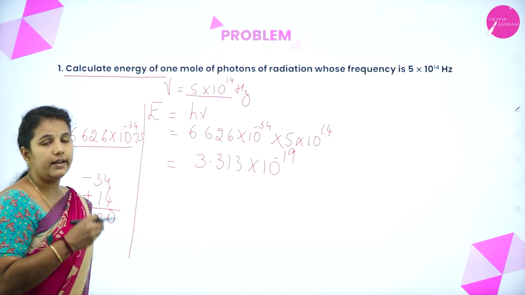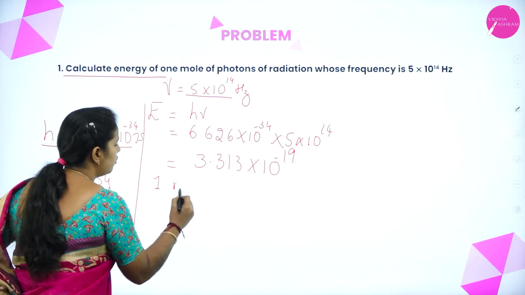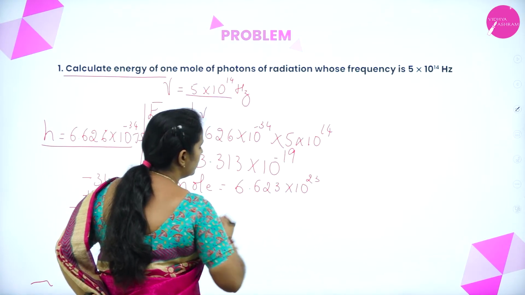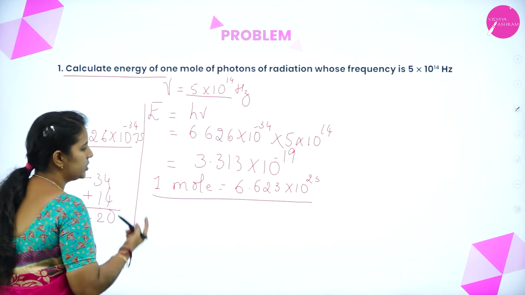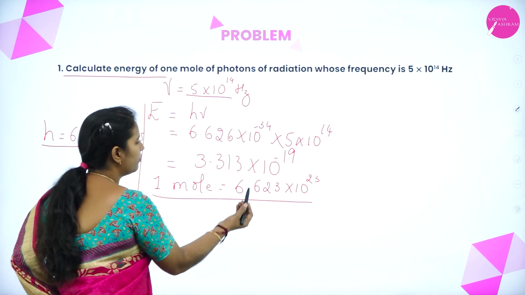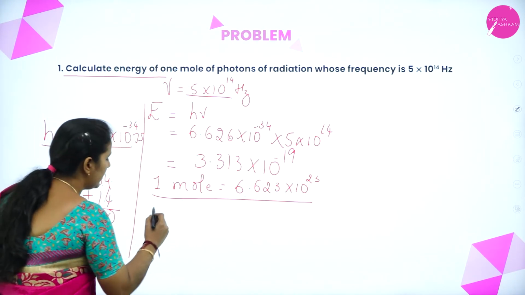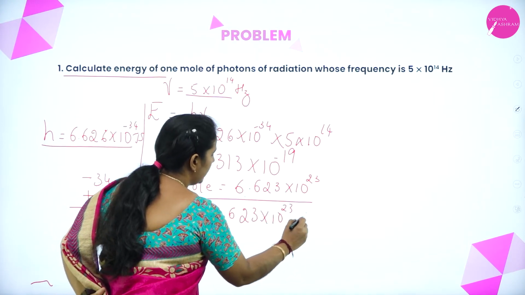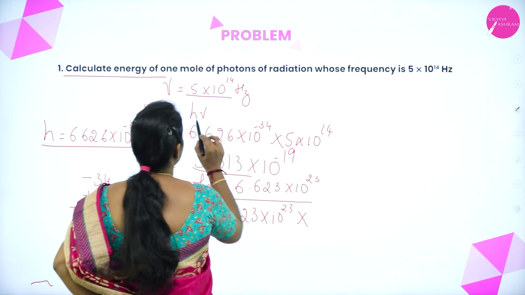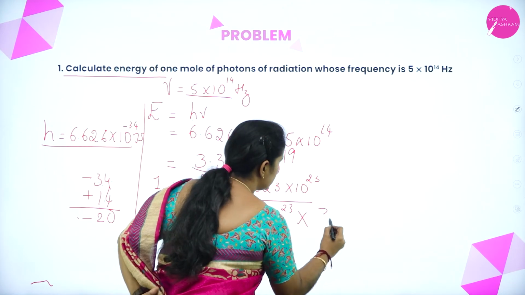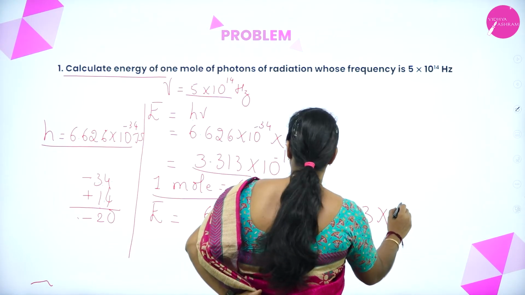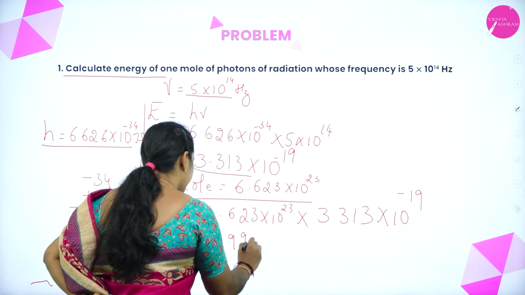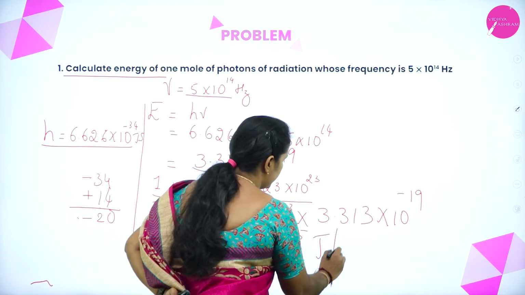But they have asked you to calculate the energy of 1 mole of photons. We know that 1 mole is always equal to 6.023 into 10 to the power of 23. Now, in order to calculate the energy of 1 mole of photons, we need to multiply the value of 1 mole with the energy value we obtained. So E is equal to 6.023 into 10 to the power of 23 into the value we obtained from multiplying the Planck's constant with the frequency, that is 3.313 into 10 to the power of minus 19. If you multiply these two, we get 1.995 into 10 to the power of 5 joules per mole.